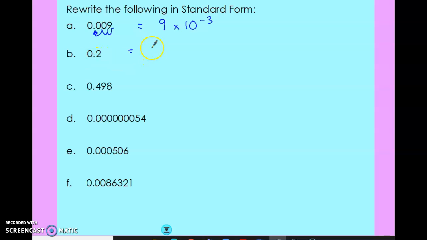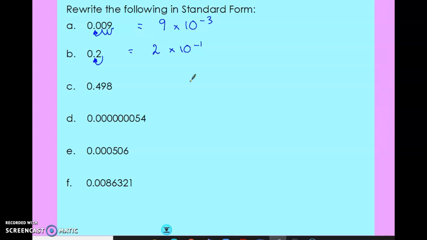This one, my number between 1 and 10 is going to be 2. I've moved my decimal point from here to here, so I've moved it back 1 space. 8 times 10 to the power of negative 1. In this case, we must have the 1 in because of the negative sign. Doesn't matter so much with positive, does with the negative.